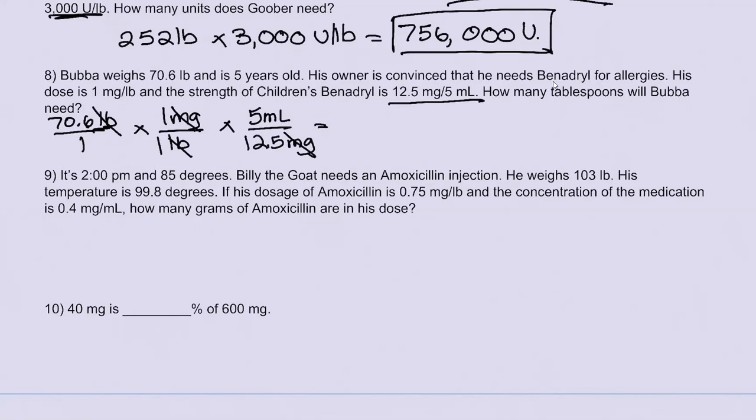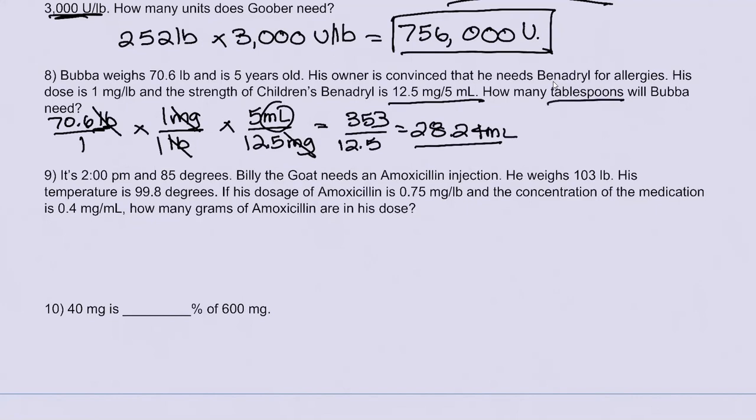So when I multiply 70.6 times 5, it's going to give me 353. And then you'll have 12.5 down here. And we're left with mils. So we know this is going to be mil. So divide that by 12.5. And that gives me 28.24 mils. So don't leave it like that, because what did the question ask you for?